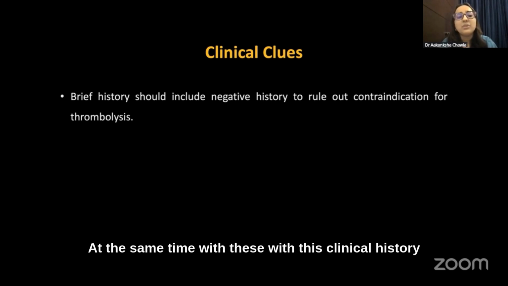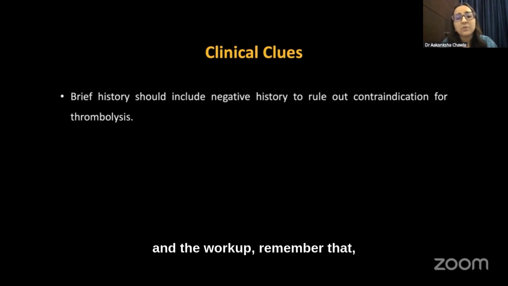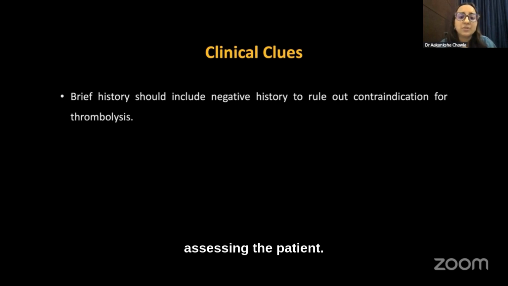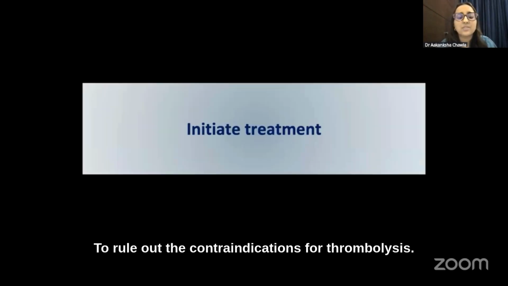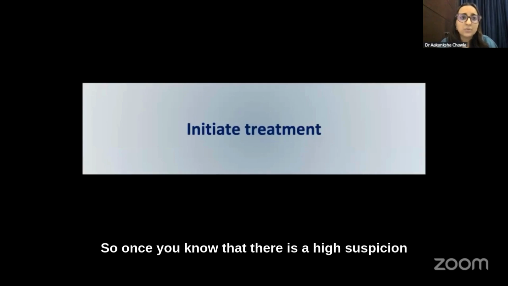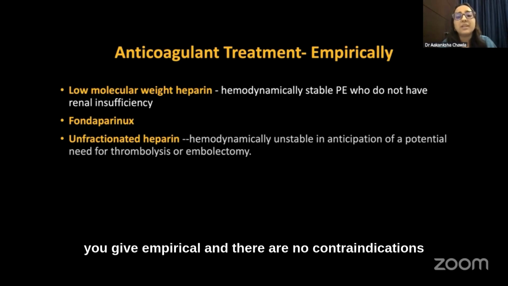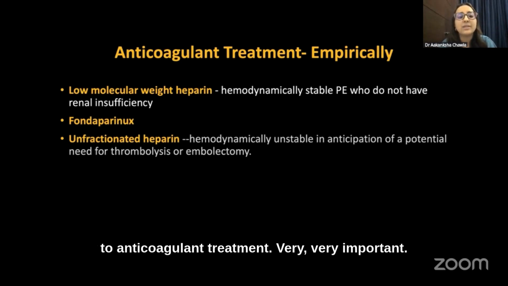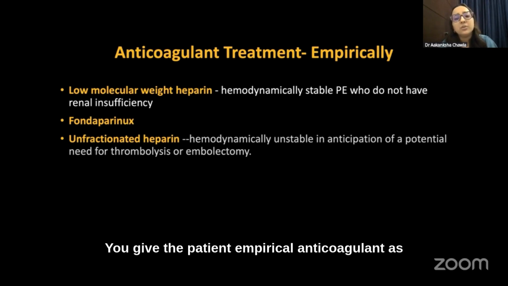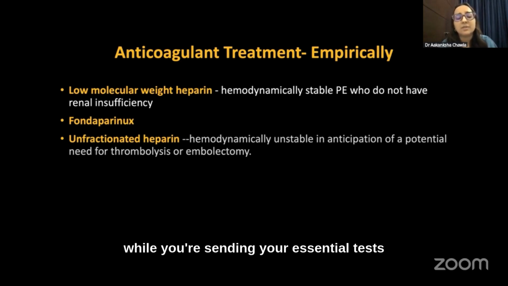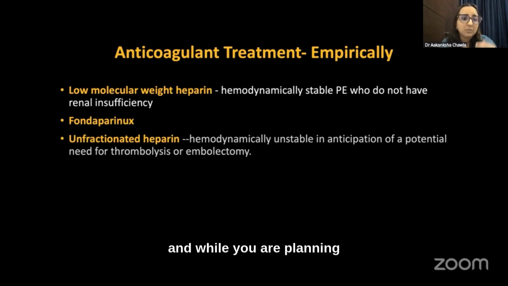At the same time, with this clinical history and the workup, remember that while you're assessing the patient you need to rule out the contraindications for thrombolysis. So once you know that there is a high suspicion of pulmonary embolism, and the patient is at risk, and there are no contraindications to anticoagulant treatment, very, very important, you give the patient empirical anticoagulant as soon as possible while you're doing the workup, while you're sending your essential tests, and while you are planning your patient for investigations.